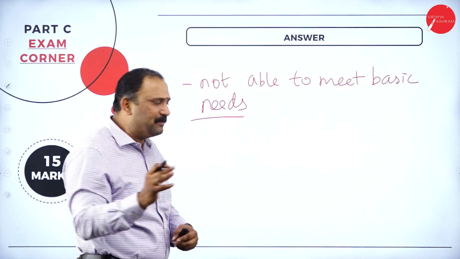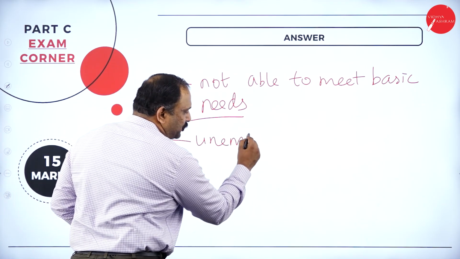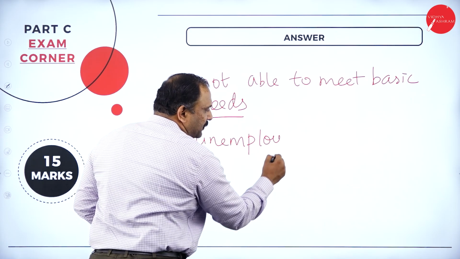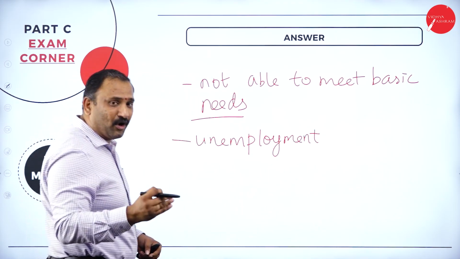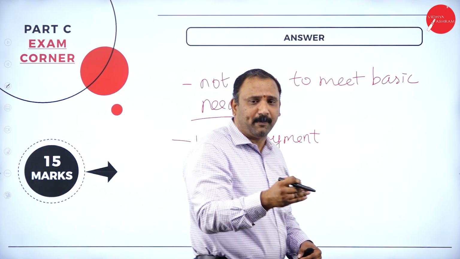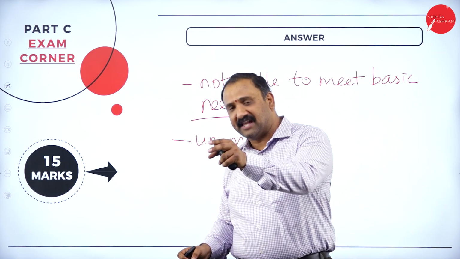And poverty primarily erupts from the factor called unemployment. I want you to please pay attention to this particular point called unemployment. Why? Because the majority of nations tend to go into poverty when there is large-scale unemployment that persists in that country.